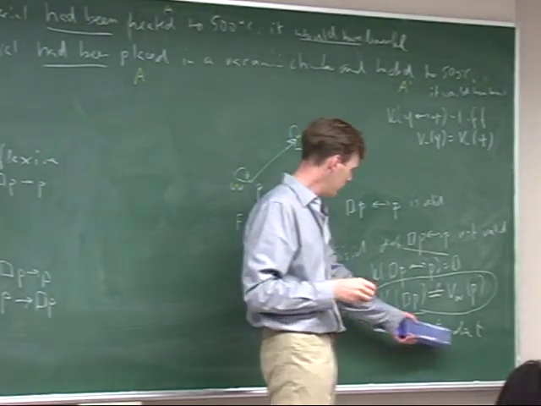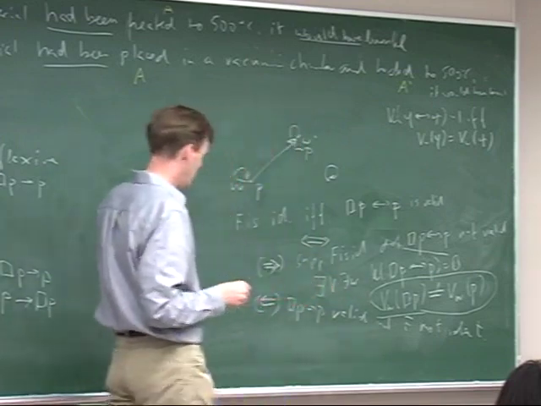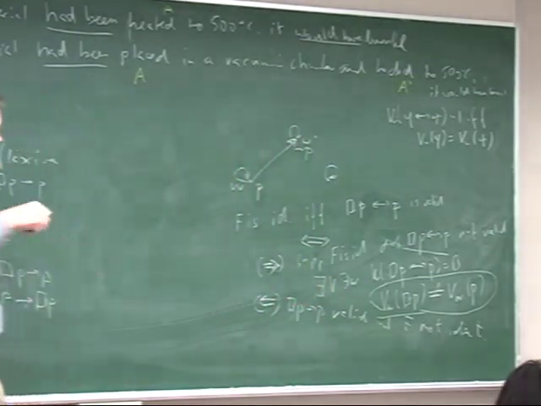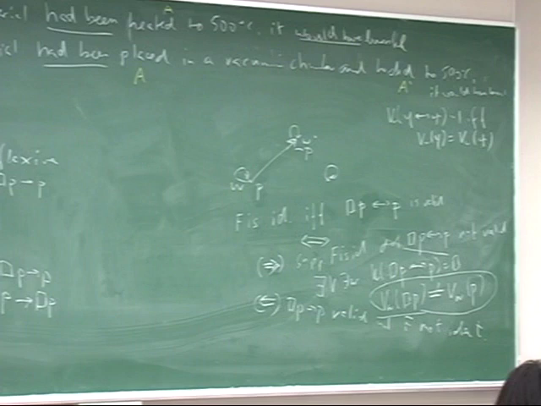Okay, now F is not an identity frame, but there is now a truth assignment, which is a counterexample to the axiom.